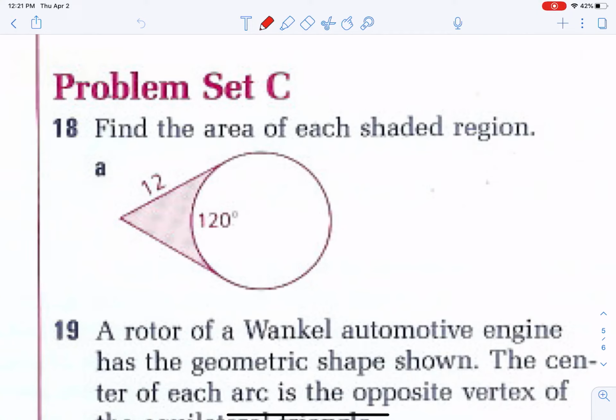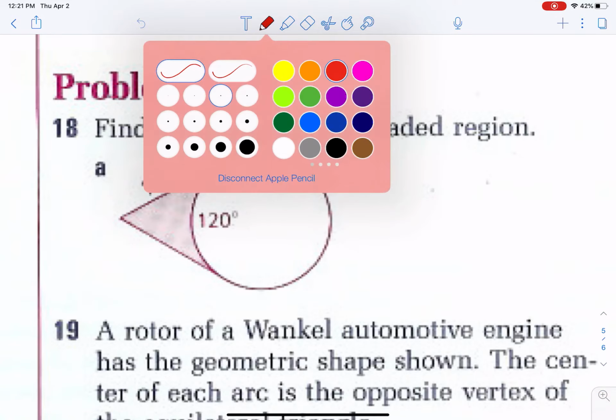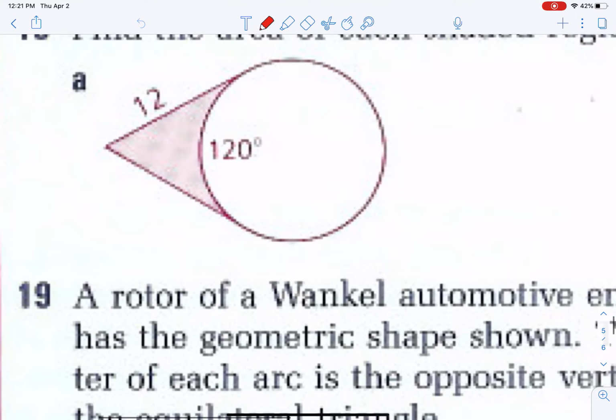Let's see if we can figure out how to find the area of the shaded region in this problem. First thing I'm going to do is draw some radii from the center of the circle. We know that the radii are perpendicular to the tangent points that hit the circle, so these are right angles. We'll then see what happens when we draw this line segment.